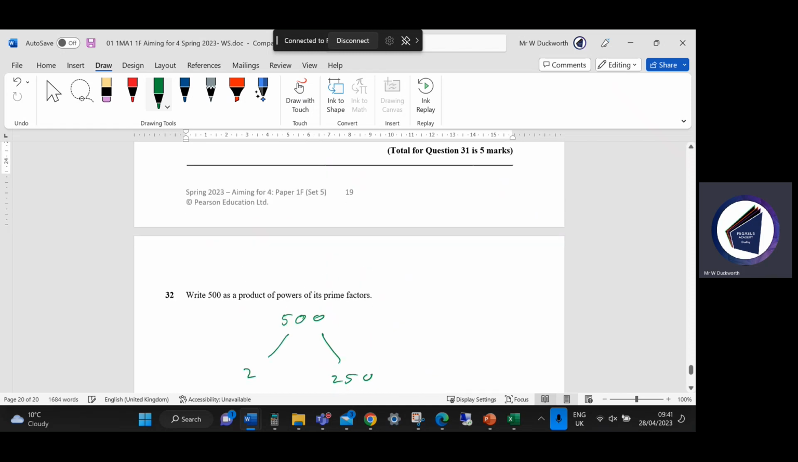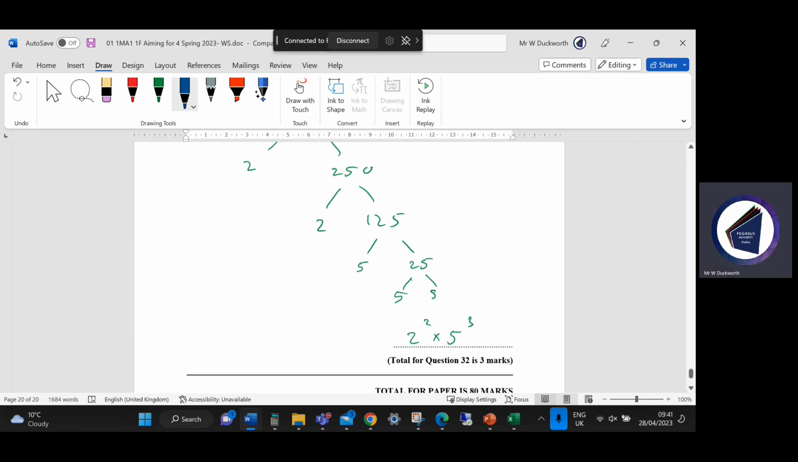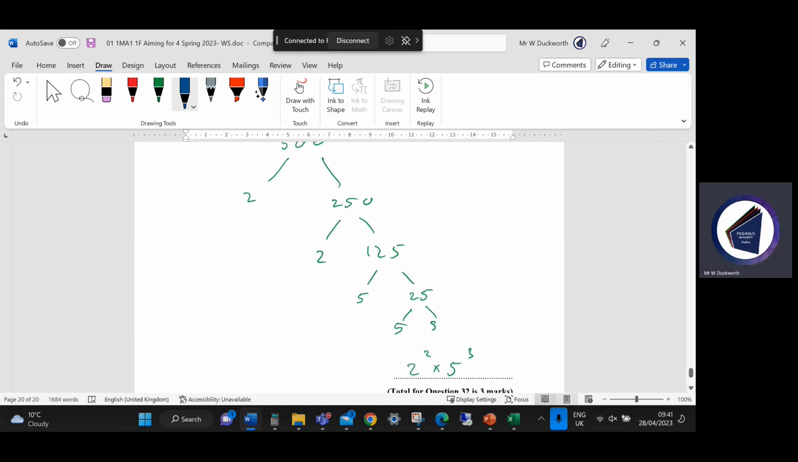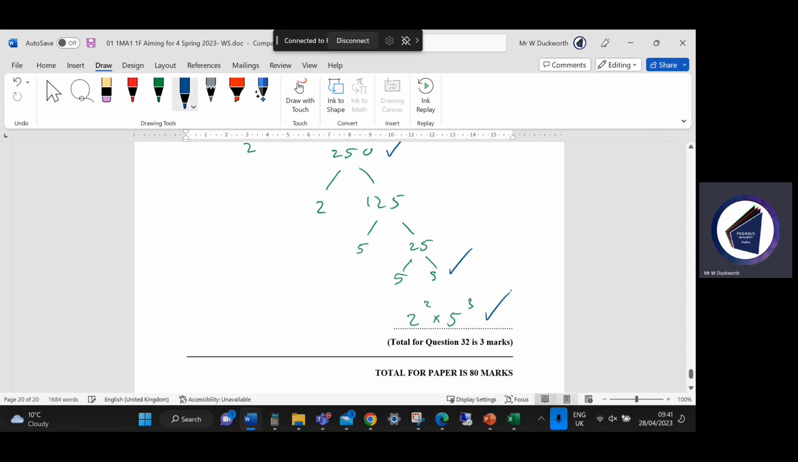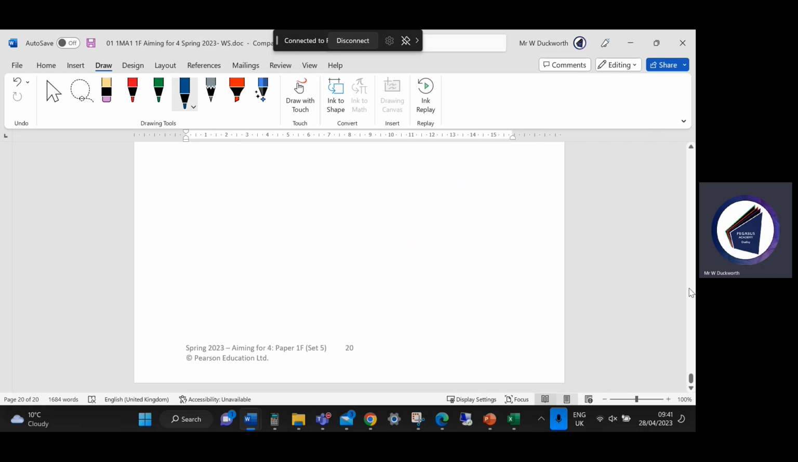Right, and then marks for that we have 1 mark for finding a factor, 1 mark for finding the full factor tree, 1 mark for the answer. There we go. Okay, so that is all 32 questions. That brings us to the end of the paper.